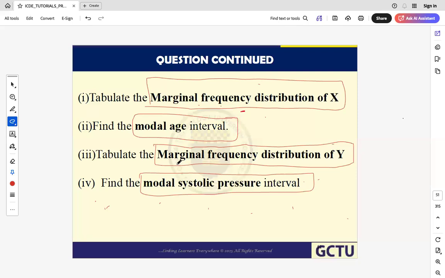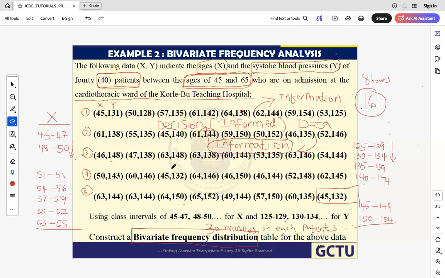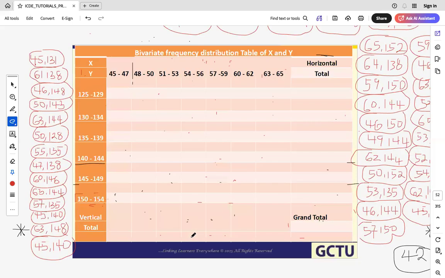So let's go back to the question. It says you have 40 data. Let's make meaning out of it by using the bivariate frequency table, which comprises 9 areas. So let's go and draw it. So this is how the table is going to look like. This is what I showed you.